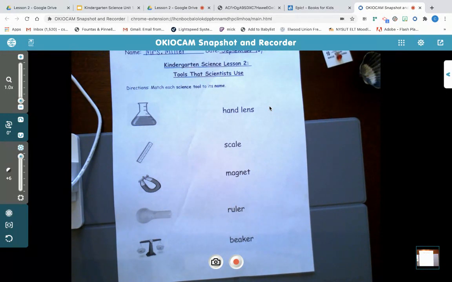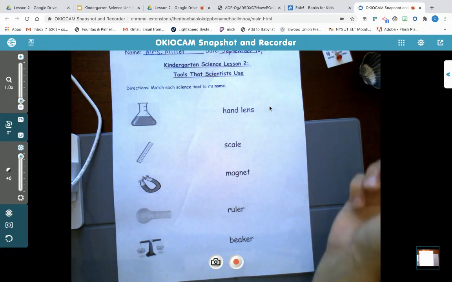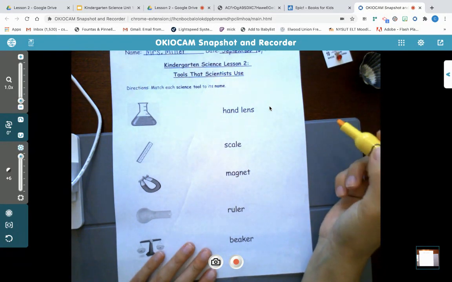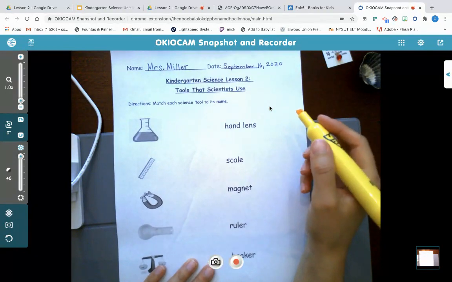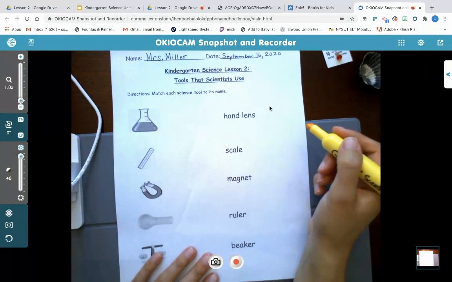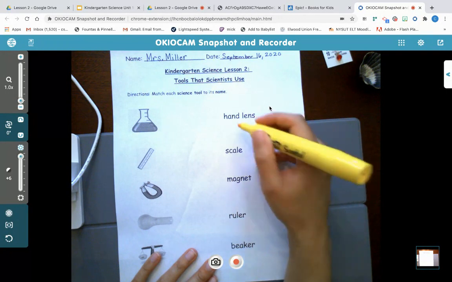B, b, b, b. Do you remember what letter makes the b sound? B. Like in ball or in bat? Call it out if you know. 3, 2, 1. B. B, that's right. B makes the b sound, like in the word beaker. So let's see if any of these words make the b sound at the beginning, like in the word beaker.